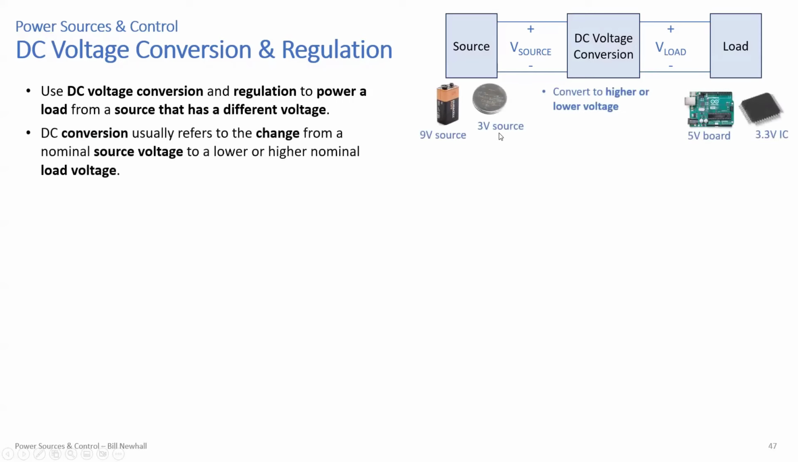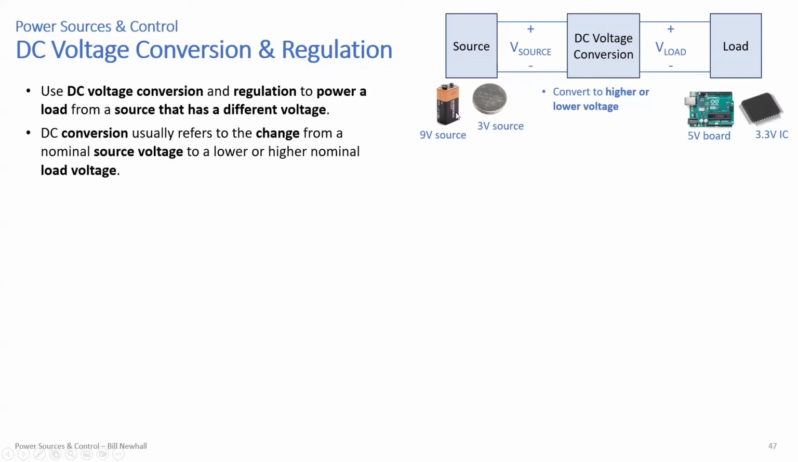Okay. So DC conversion usually refers to a change from a nominal source voltage to a lower or higher nominal load voltage. So, contrasting with regulation, conversion is usually you go from a source voltage to a load voltage, and the load voltage could be either higher or lower than the source voltage. We'll talk about circuits that do that.